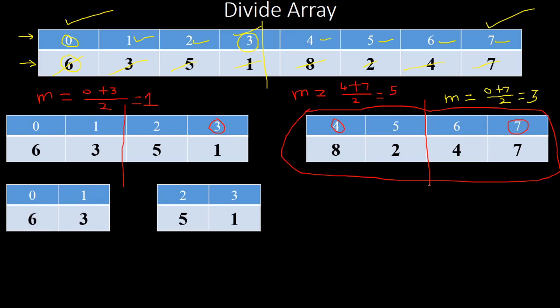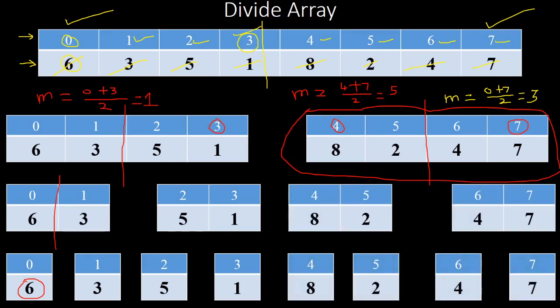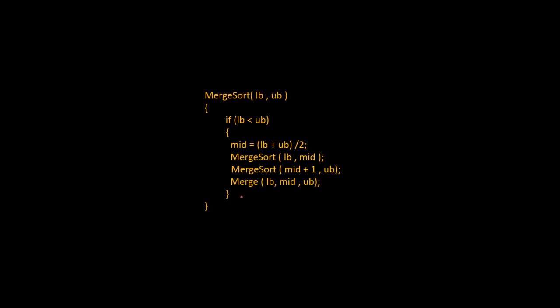Likewise we further divide this array into single elements, and from there division is not possible because we have reached our smallest sub-problem. The smallest sub-problem is the problem having only one element, because if you have only one element then there is no question of sorting, it is already sorted. In this way the right side array will also be divided. This is the logic of dividing an array, and this is the algorithm of merge sort.